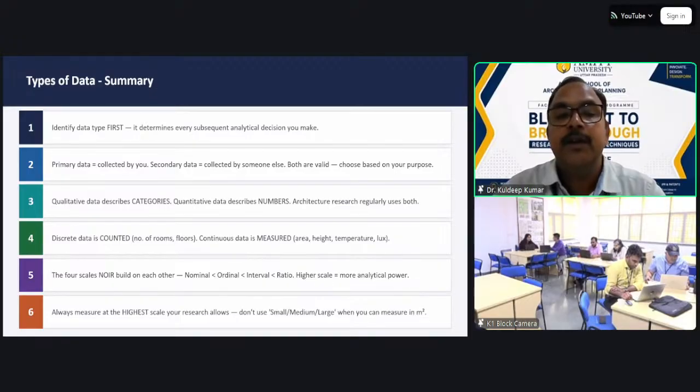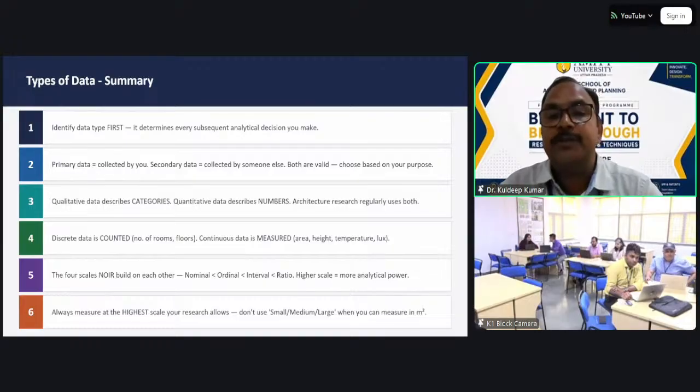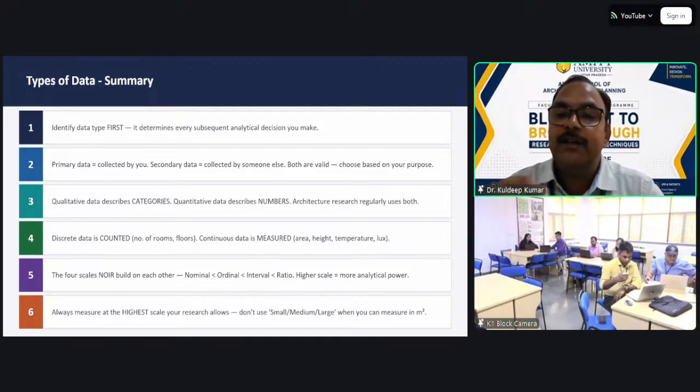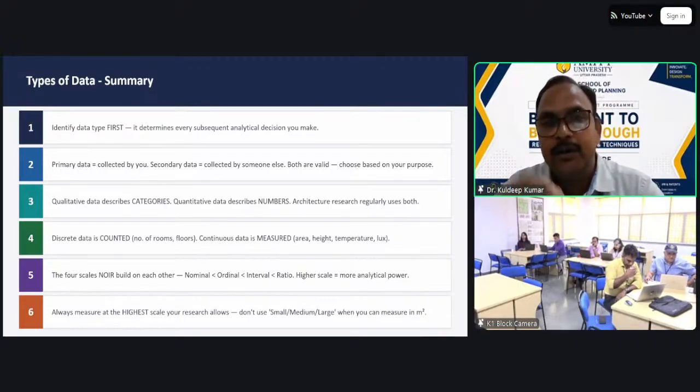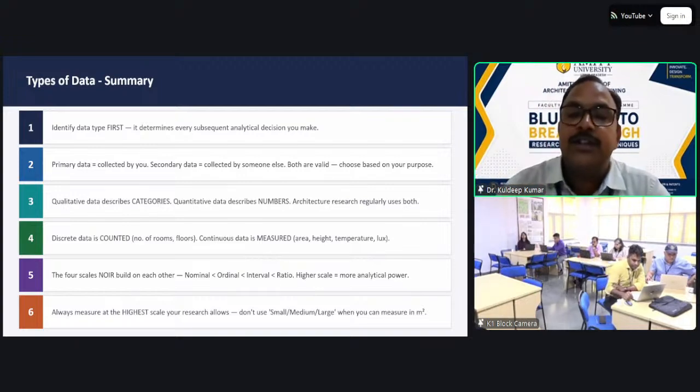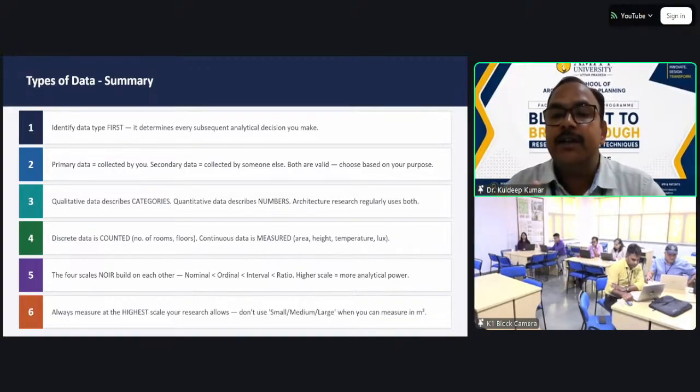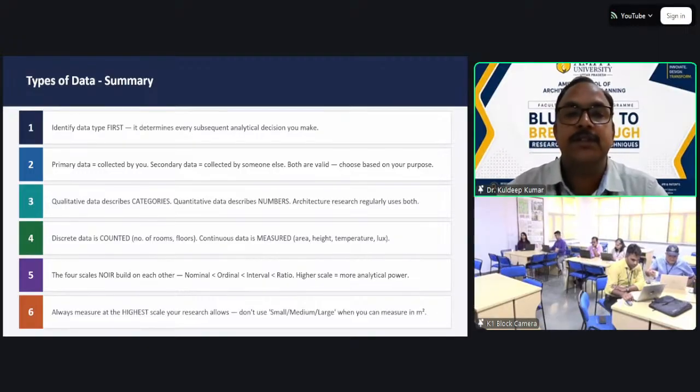It's simple. And the last takeaway, it's important: never collapse your data to a lower scale unnecessarily. For example, measuring in square meters is always better than measuring in small, medium, or large, because that does not give you the correct data, right? So do not unnecessarily lower the scale. Similarly, measuring in degrees Celsius is always better than saying it is warm, hot, or cold. So be specific in this case.